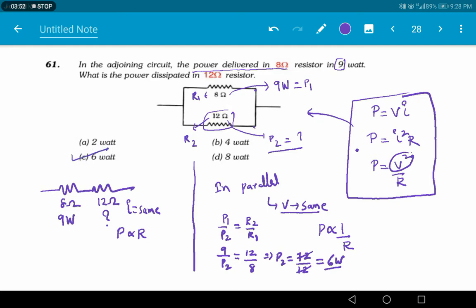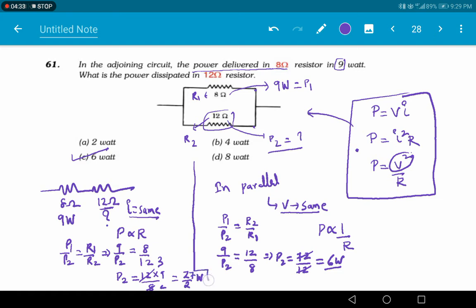For suppose if the same question they asked like this, so we get P1 by P2 is equal to R1 by R2. Let us substitute the values here. 9 by P2 is equal to 8 by 12. Okay. So P2 is equal to 12 into 9 by 8. So 27 by 2 watts is the power consumed by this 12 ohm resistor.